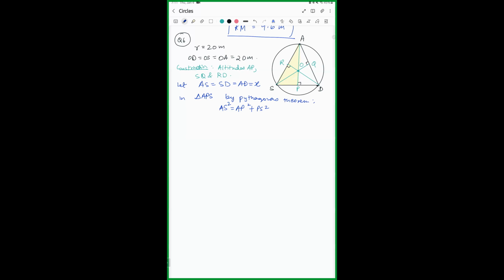Now, how much is AS? We had let it equal to X. So X squared is equal to AP squared plus PS squared. We don't know AP yet. PS is half of SD, and SD is equal to X. So half of X is X by 2, so X by 2 whole squared. Let me write the reason: since PS is equal to half of SD, which is equal to half of X.